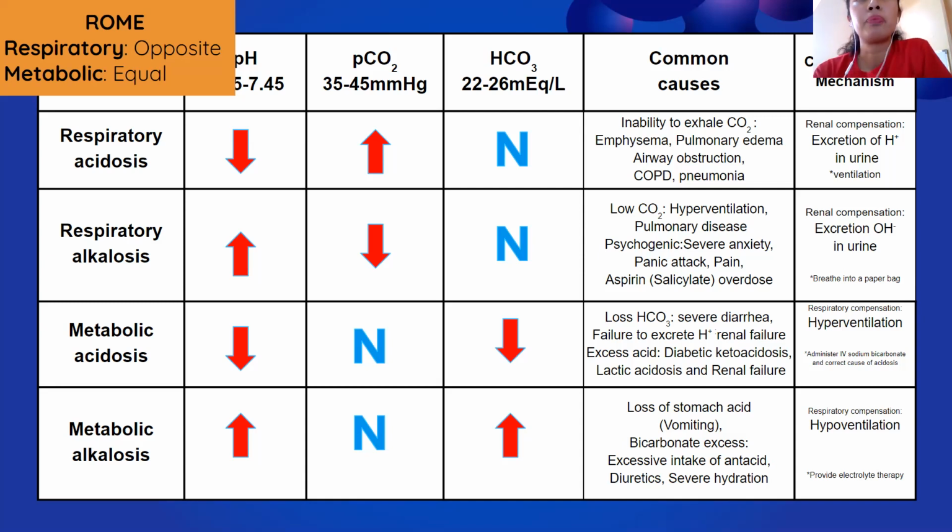Okay, next class. Respiratory alkalosis. So here, what's happening is the patient is losing more carbon dioxide. The patient is low in carbon dioxide. Example, when the person is hyperventilating. When does a person hyperventilate? There can be severe anxiety, a panic attack, or they are in pain.